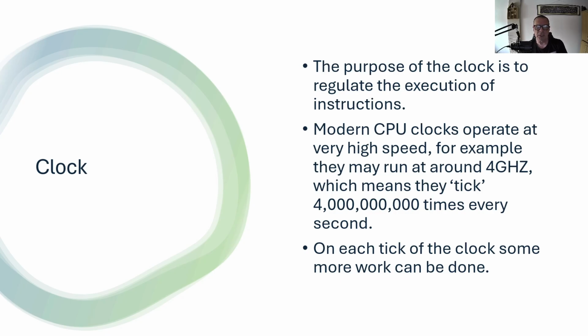On each tick of the clock, some more work can be done. Not necessarily an entire instruction, it depends on the architecture, we'll look at more later, but some more work can be done on every tick of that clock. So whilst the piece of work that's done may be very small, it ticks a very large number of times every second, which is why computers are so powerful and fast at doing calculations.